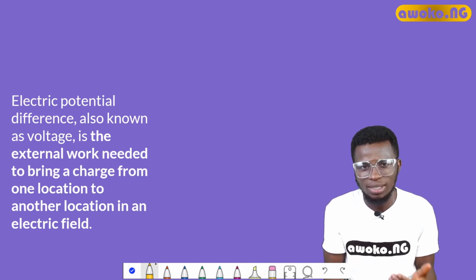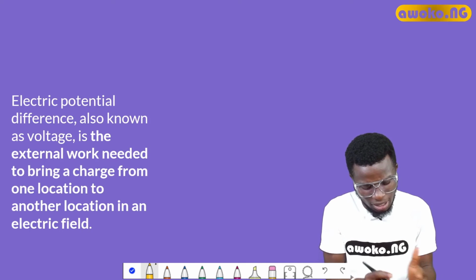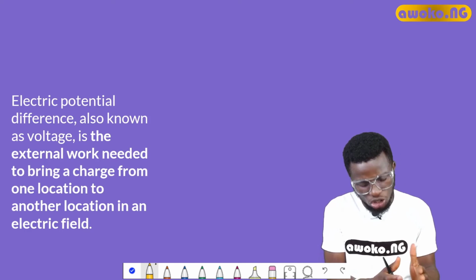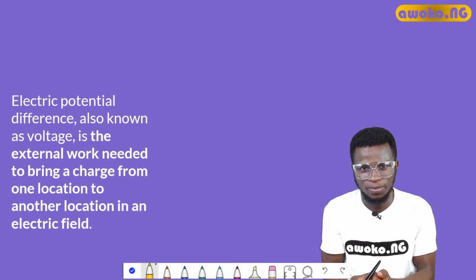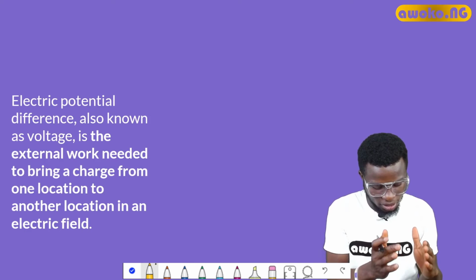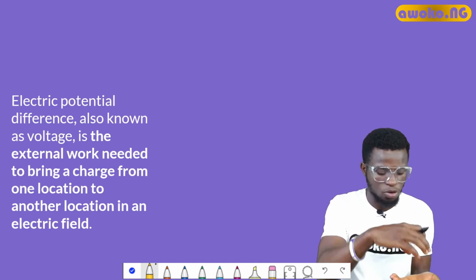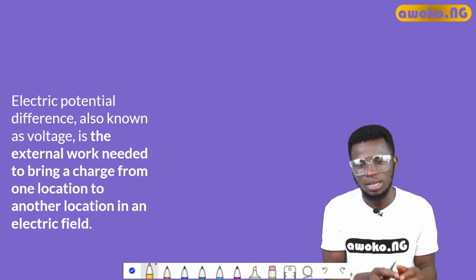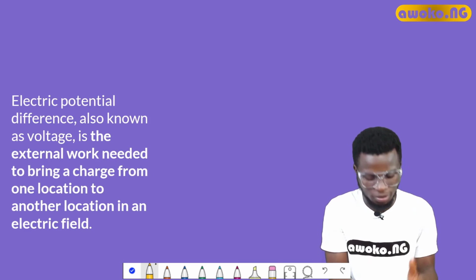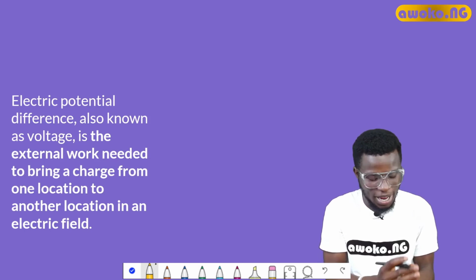Now, going to the next one, which is electric potential difference. It is also known as the voltage of a particular body, which is the external work needed to bring a charge from one location in space to another. The external work needed to bring a particular object from one point to another in an electric field is called the electric potential difference. From this also, you should know that it is not a vector quantity. It does not give direction.